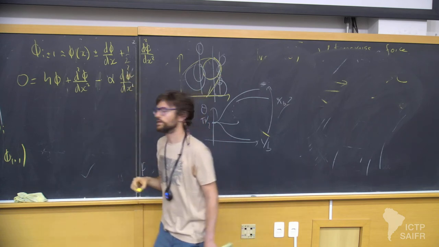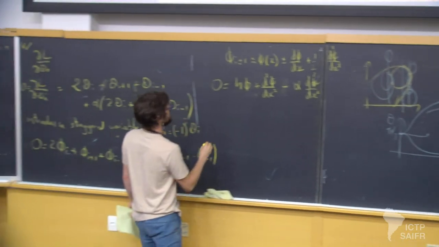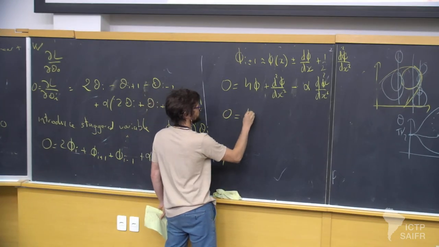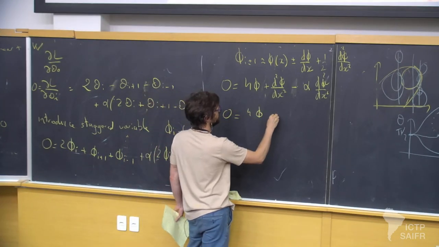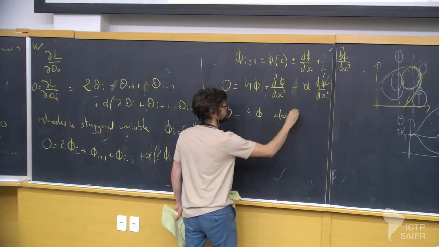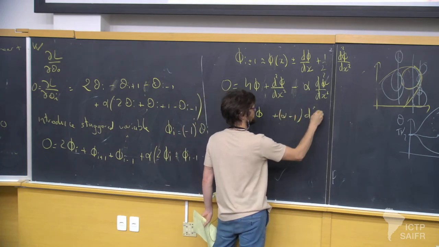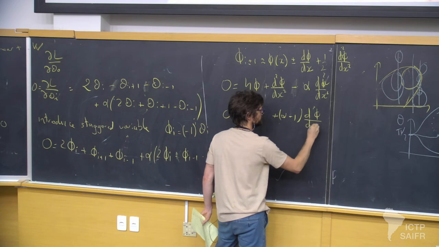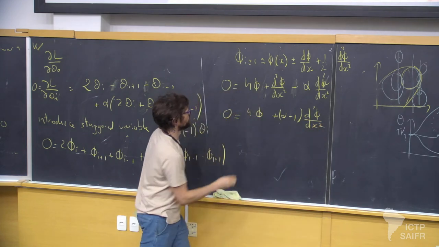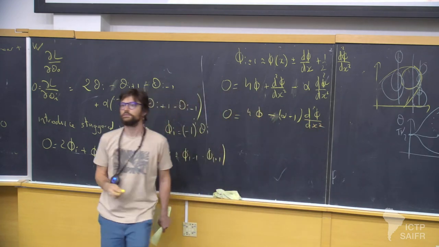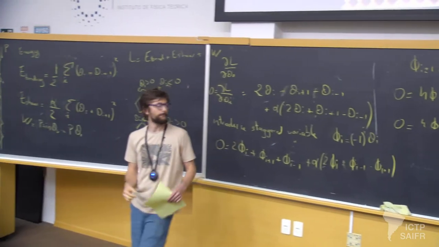Okay, and so what I have at the end is 0 is 4 phi plus alpha minus 1. Okay? Minus alpha minus 1. Okay? Which is good.